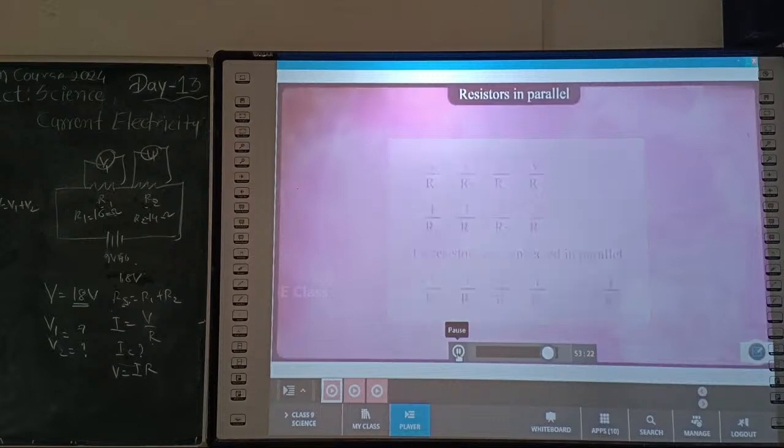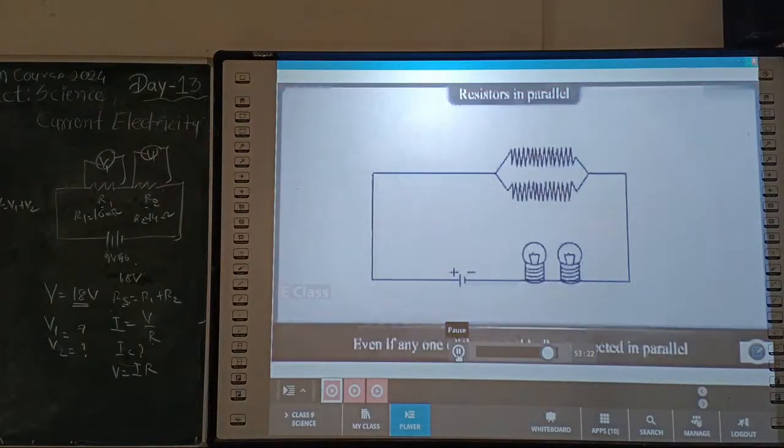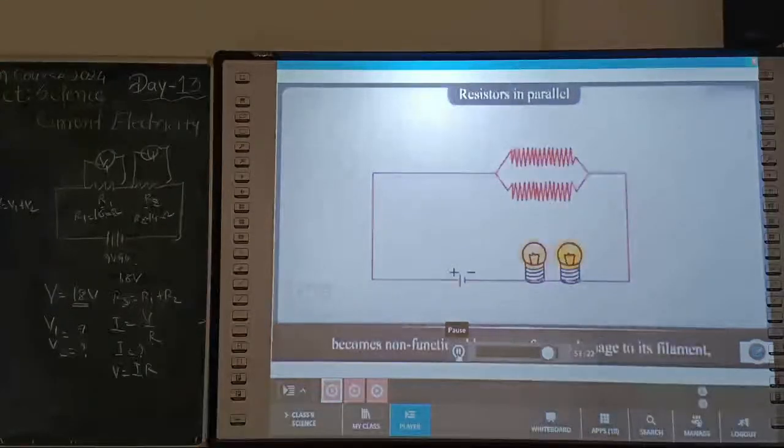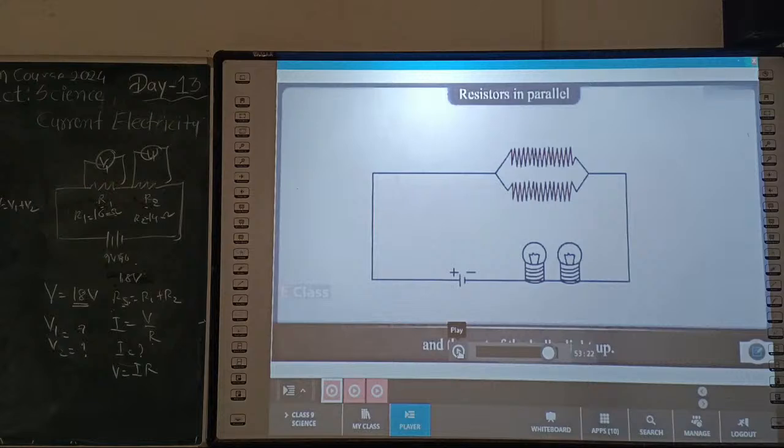Therefore, each and every equipment draws a different current. If several bulbs connected in parallel, one becomes non-functional because of some damage to its filament, the circuit does not break as the current flows through the other parts and the rest of the bulbs light up.